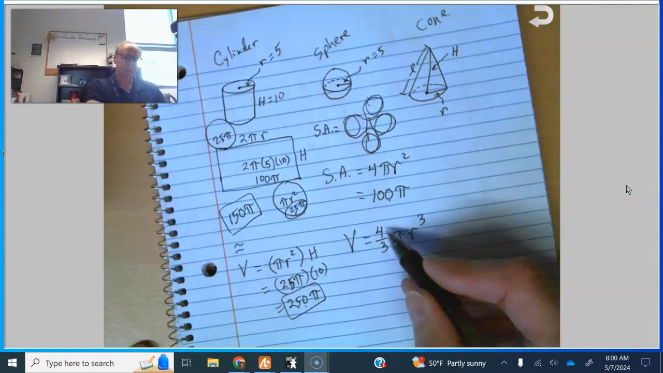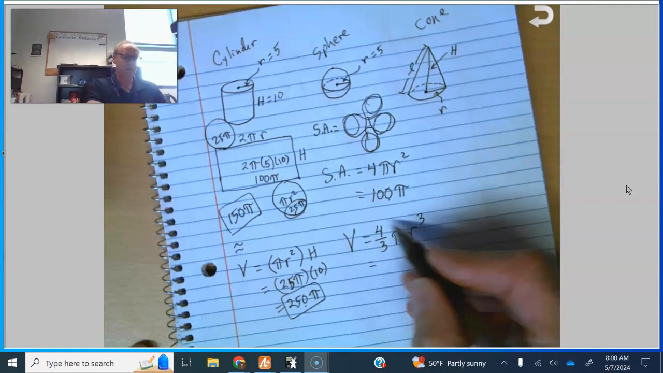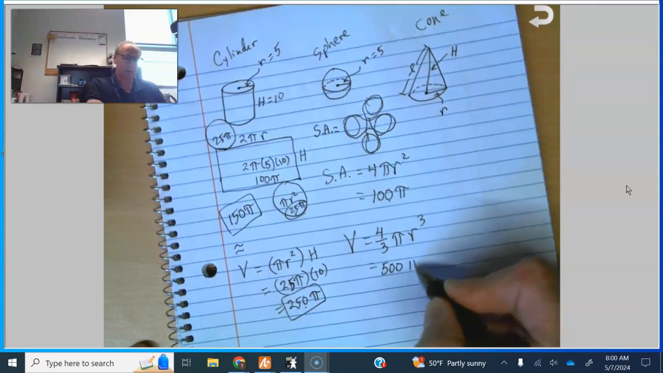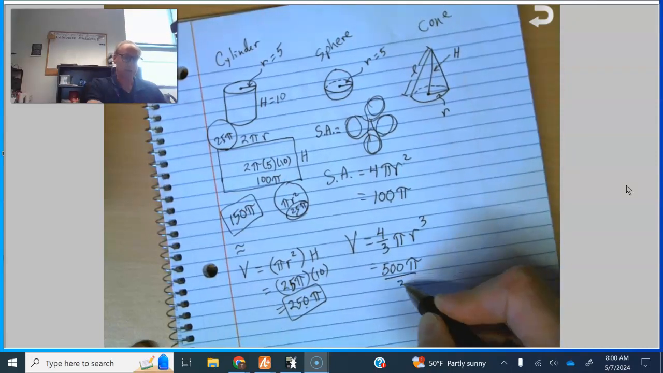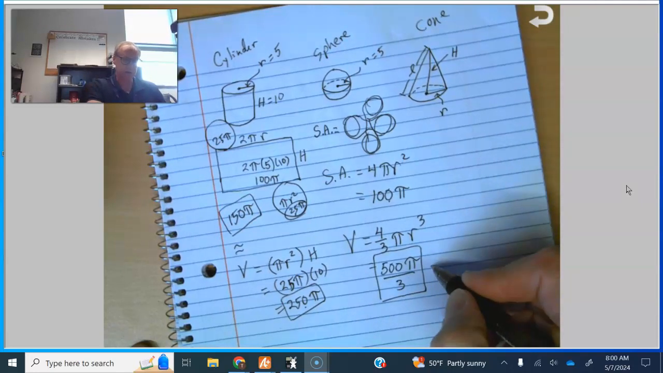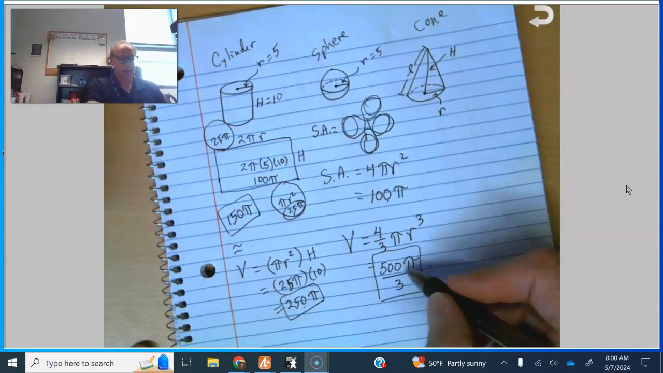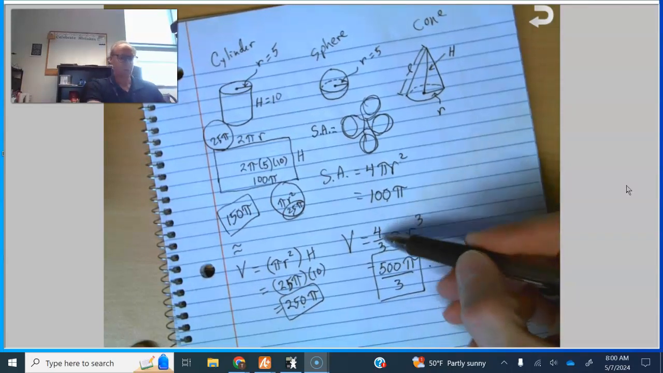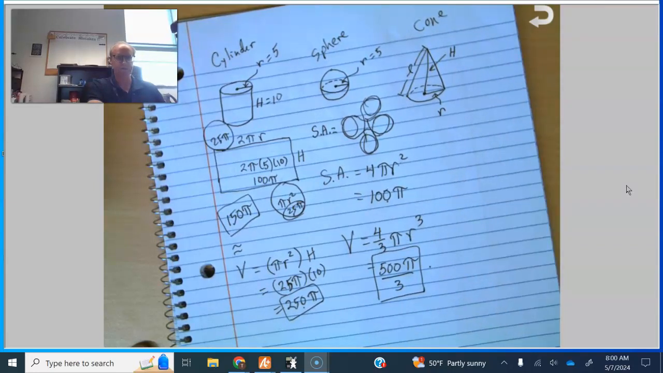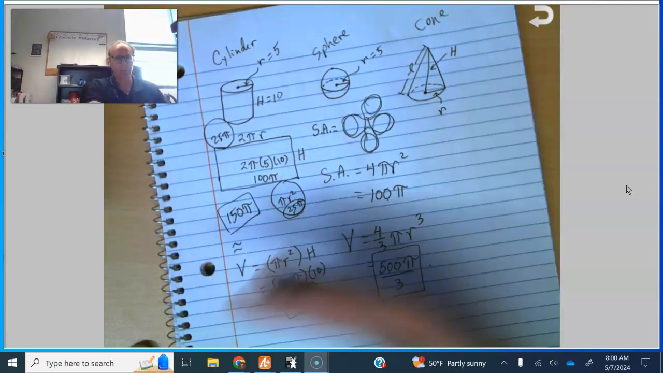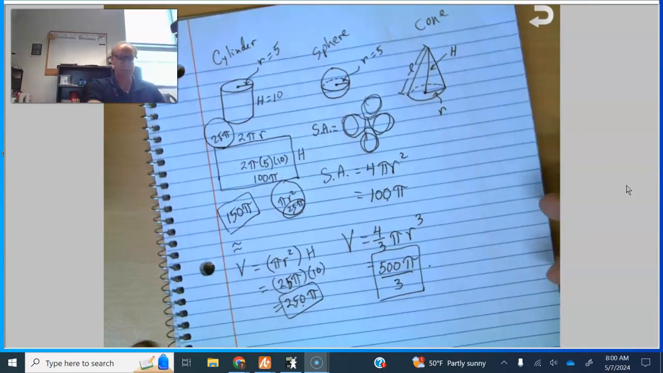I'm going to multiply that by 4, and 4 times 125 is 500 pi over 3. Now, this is an exact answer, and this is in cubic units. And again, I could put this in my calculator and get an estimate. This 4/3 is really important. If you're going to use a calculator, make sure you put it inside parentheses. And if you use 1.33, remember it needs to have more threes if you want to be more accurate.